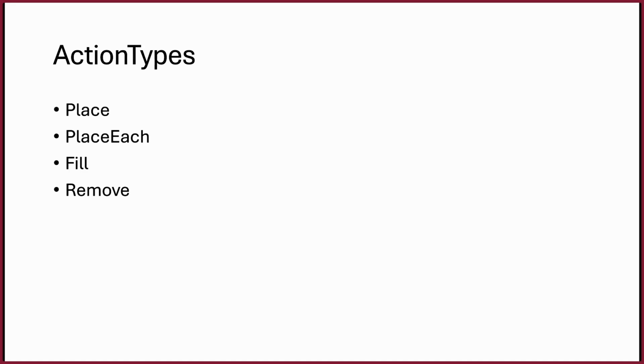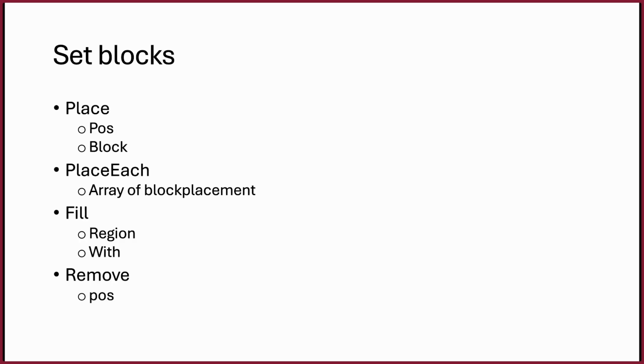So coming back, we have 4 action types for our timeline. We have place, place each, fill, and remove. So like you saw, all action types deal with setting blocks, which is what we currently mainly support. So we have place. Place means it places a block there. That means we have a position and the block and the block properties.